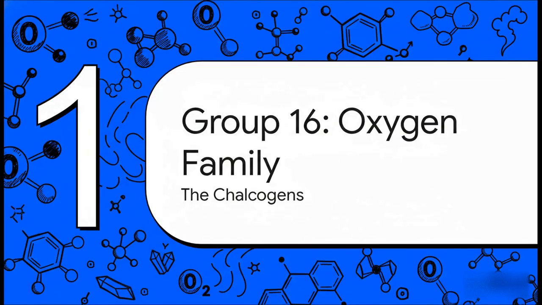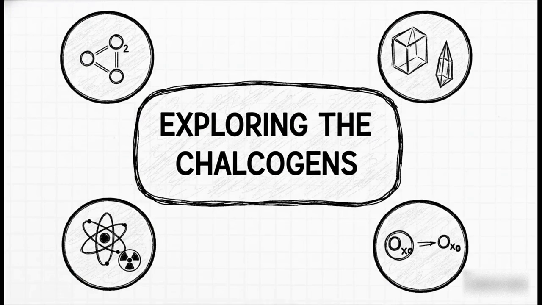Okay, first stop on our tour, Group 16. You might hear them called the chalcogens, but most of us just know them as the oxygen family. This group has a ton of personality. You've got oxygen, of course, the most common element on our planet. It hangs out as O2, the air we breathe, but also as O3, which is ozone. That's what we call an allotrope, just different forms of the same element.